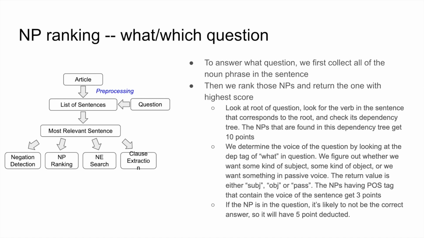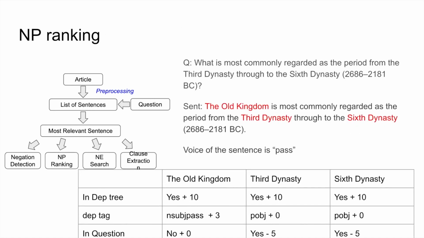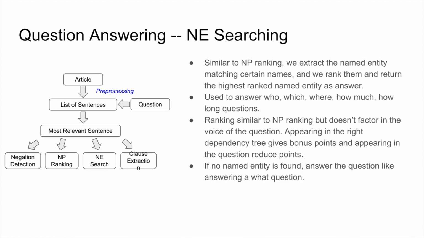Those that appear in the question get -5 since the answer is usually not found in the question. In this example, multiple noun phrases appear in the sentence, but the Old Kingdom is the final answer because it gets the highest score. We use named entity searching to answer who, which, where, how much, and how long questions.